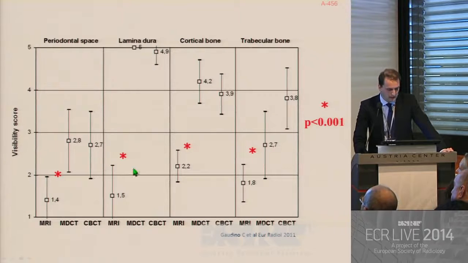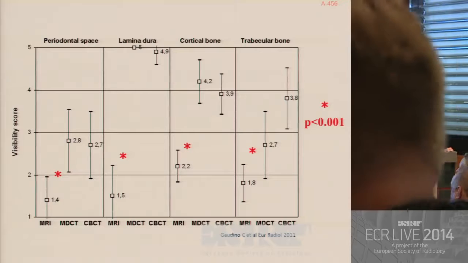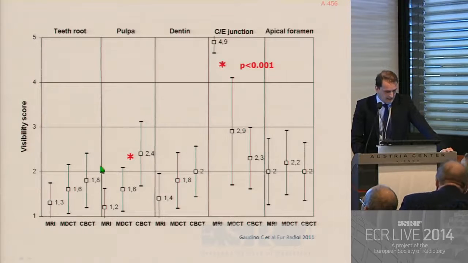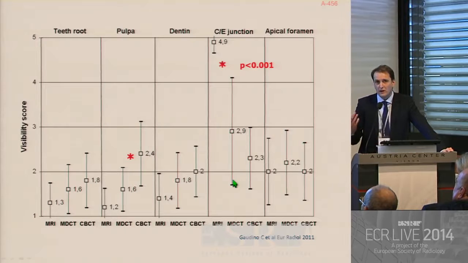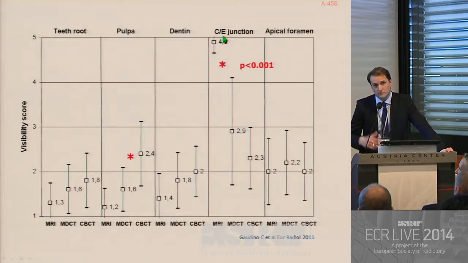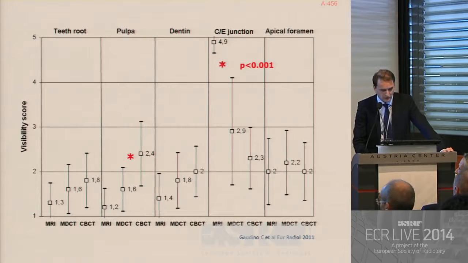These were the results on a visual scaling, and we found that these structures, periodontal space, lamina dura, cortical bone, trabecular bone, were significantly better to distinguish and to be seen with MRI than with CT techniques, as these structures, teeth, root, pulp, dentine, were comparable on CT and cone beam CT. And the only structure that we could not differentiate or see better with MRI was the cement enamel junction, but this is another important structure.